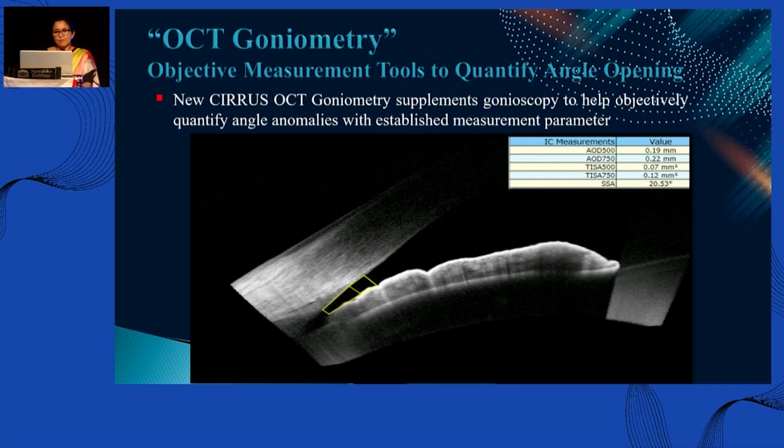Anterior segment OCT plays an important role not only in identifying the angle structures qualitatively, but it also provides quantitative measurements by using special software. OCT goniometry is the new term given for these objective measurement tools. The commonly used quantitative parameters include angle opening distance at 500 micrometers, that is AOD 500, then at 750 micrometers, AOD 750, trabecular space area, and the scleral spur angle.